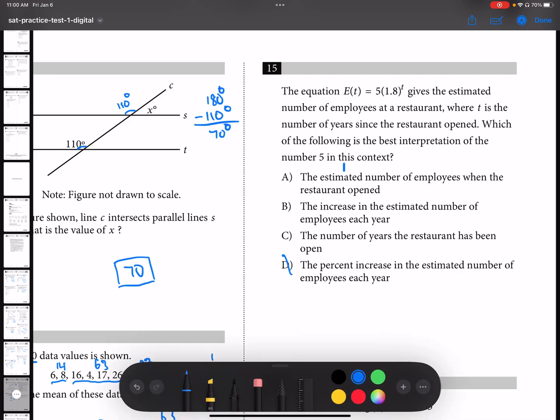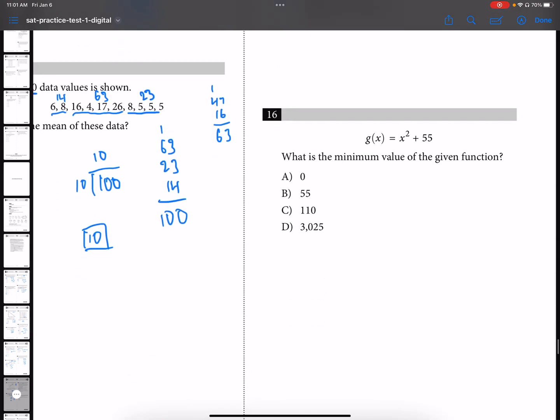It does mention restaurant opening, but in this case, we're asked what 5 is in this situation, and 5 has something to do with how many employees the business starts off with. So I'm also going to take out C, and we're left with A and B. Now, 5 is our rate of change. Although you might say it's 1.8, because it has the exponent, that won't be a rate of change. That's more of an exponential thing. So I'm going to go with B as our answer because 5 should be the increase for the estimated numbers with our rate of change. So for 15, B is the answer.